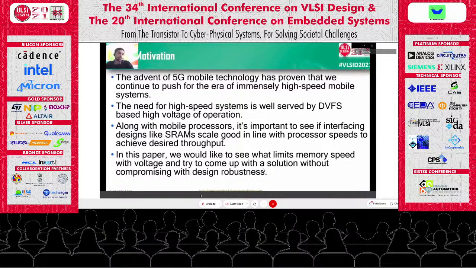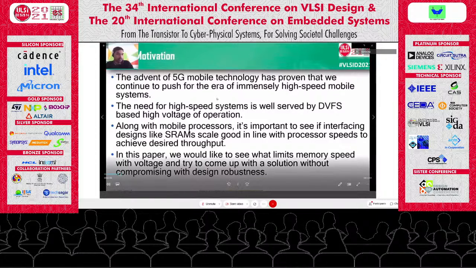So, as we know, the advent of 5G mobile technology has proven over time that we really continue to push for high-speed mobile systems. And typically these systems are not running at high speed all the time. They go in a high speed burst followed by idle time to conserve power for battery powered applications. This is very well served by DVFS technology, based on which we can alter the frequency of operation with the change in voltage.